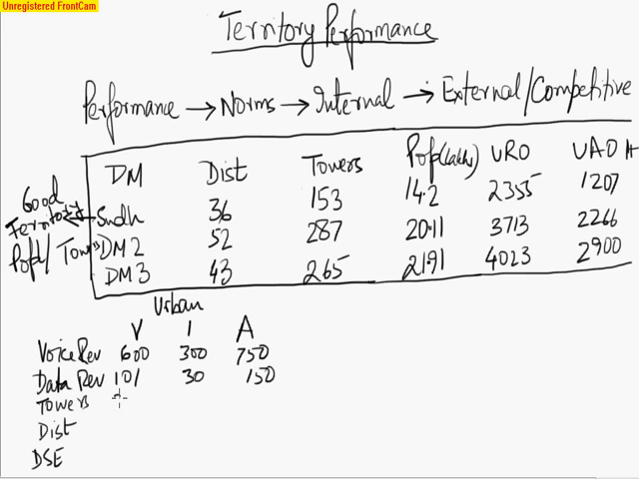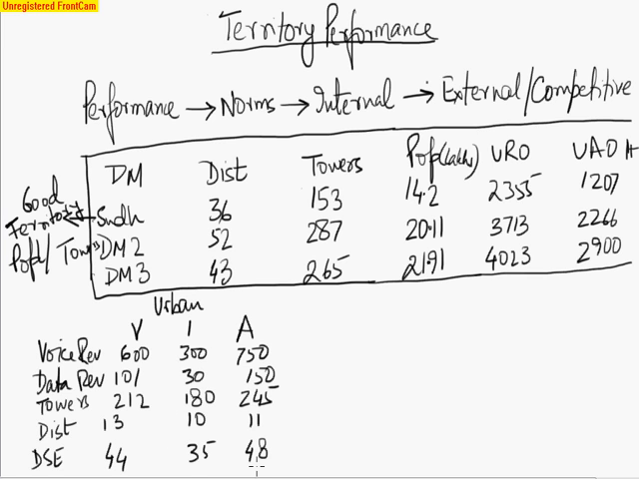This is 212, this is 180, and this is 245. This number is 13, 10, and 11. And the DSEs we have are 44, 35, and 48.